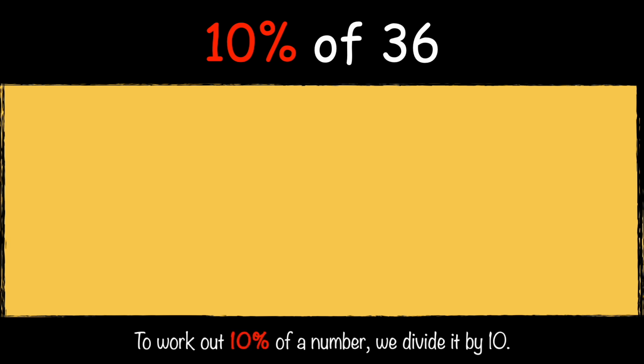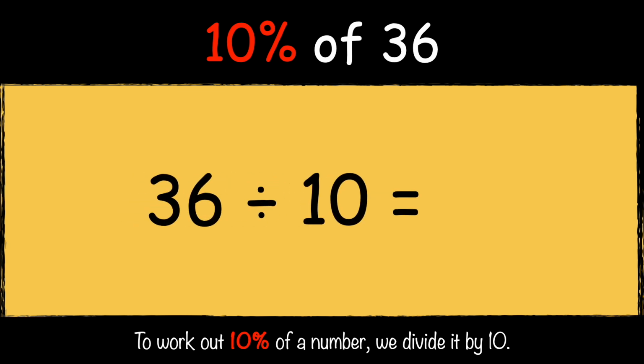Next, we'll look at 10% of 36. To find 10% of any amounts, you divide it by 10. So 36 divided by 10 equals 3.6. This one's important because it helps you find other percentages easily.